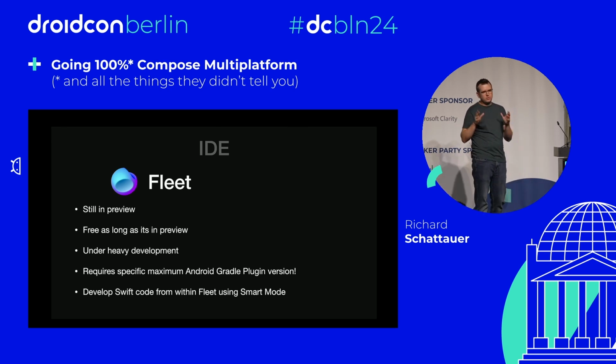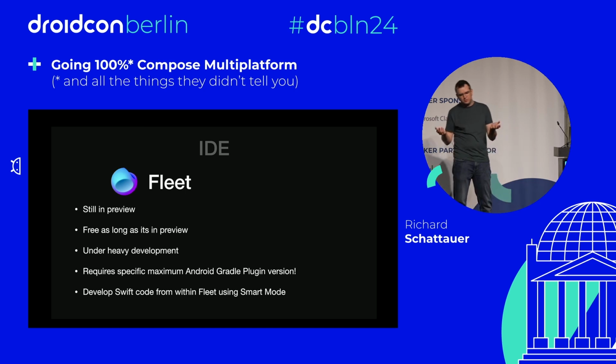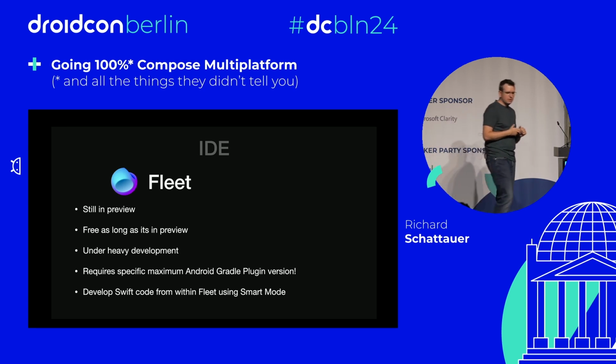Fleet does one smart trick, and it's also called smart mode. So it downloads IntelliJ and Xcode for you, and it leverages both to enable that you can use Swift and Kotlin code within one IDE.